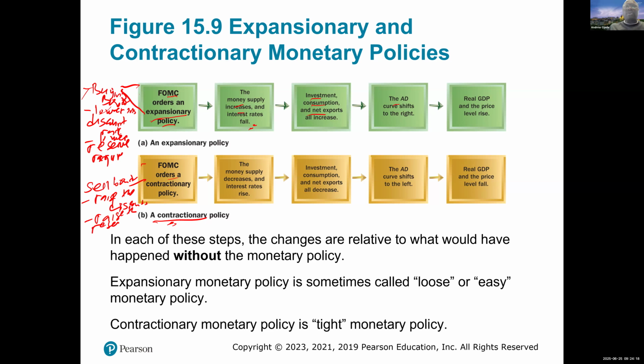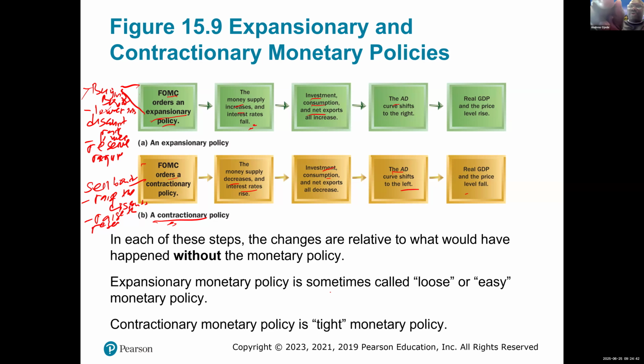The exact opposite of expansionary is contractionary policy, because that's going to lead to a decrease in money supply and higher interest rates. And then investment, consumption, and net exports are all going to fall. The aggregate demand curve is going to shift to the left to close that inflationary gap. GDP is going to fall. So in each of these steps, the changes are relative to what would have happened without a monetary policy.